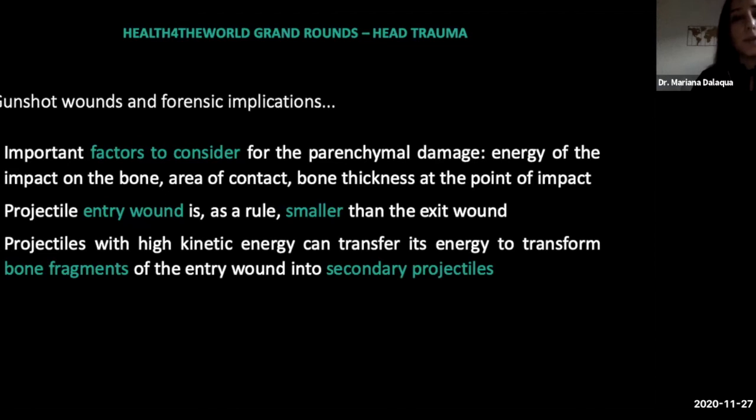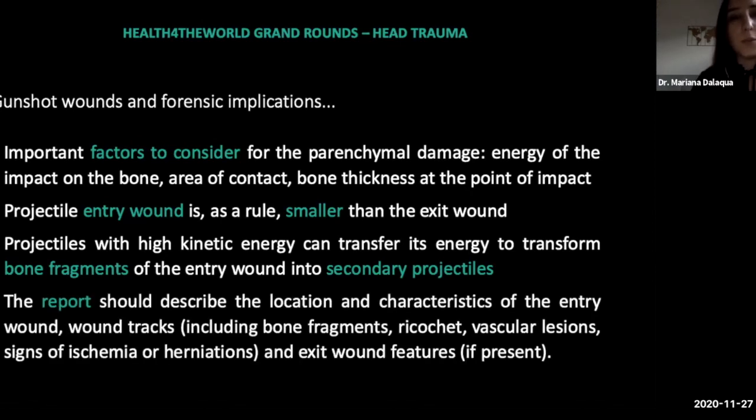So we should remember that bullets with high kinetic energy can transfer their energy to transform bone fragments of the entry wound into secondary projectiles. And the report should describe, as I said, the location and characteristics of the entry wound, the wound tracts, including bone fragments, ricochet, vascular lesions, signs of ischemia or herniations, and if present, the exit wound as well.